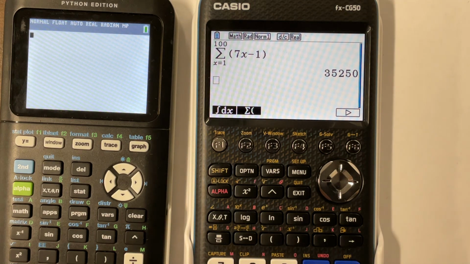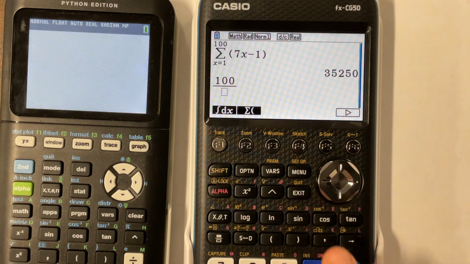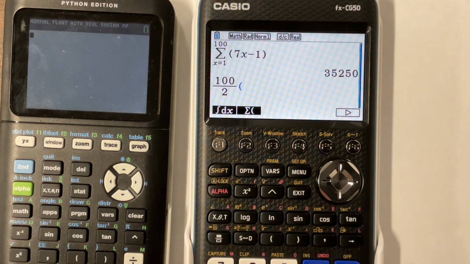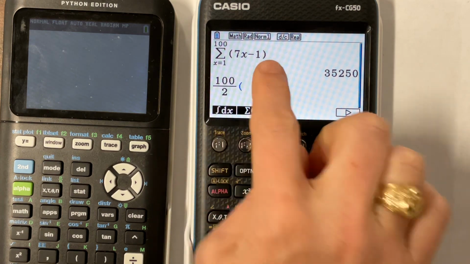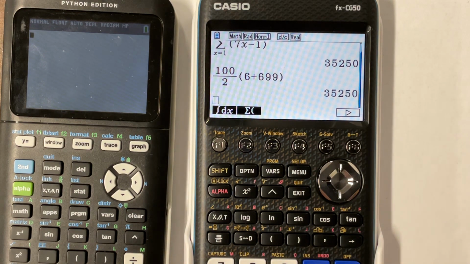If you remember, what's my formula? My formula is the number of terms over 2 times, we can find the first term, plug in 1, I get 6, plus plug in 100, I get 700 minus 1 is 699, and that should match that previous number, which it did. That's a good sign.